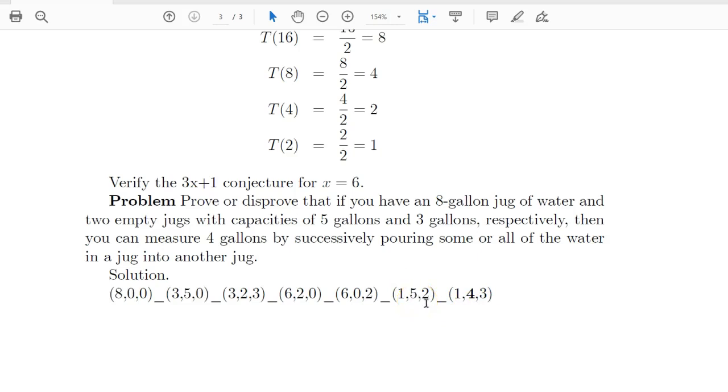Now, in the 3-gallon jug we have 2 gallons of water, so use the 5-gallon jug to fill up the 3-gallon jug. Well, you need only 1 gallon to fill the 3-gallon jug. This way, in the 5-gallon jug, you'll have 4 gallons of water remaining, and the problem is solved.